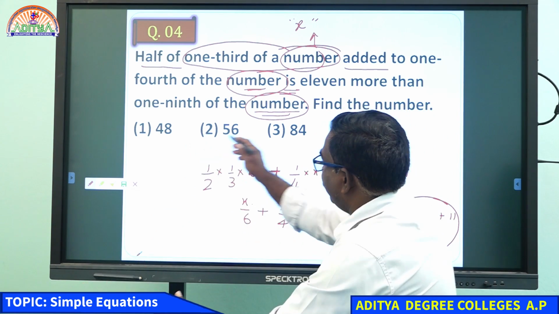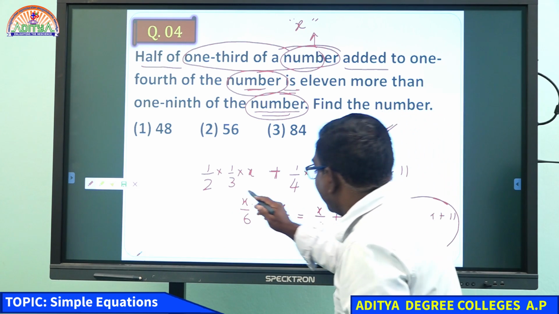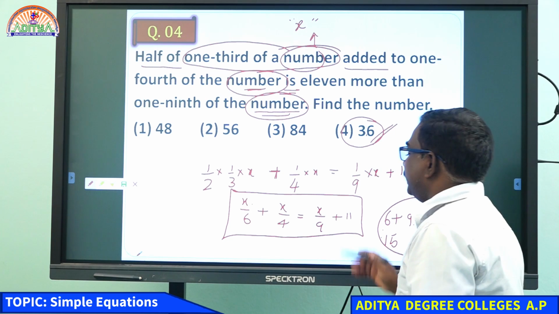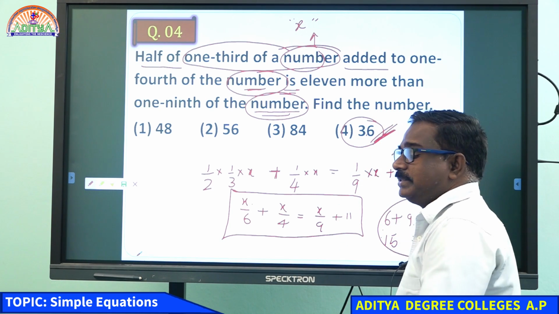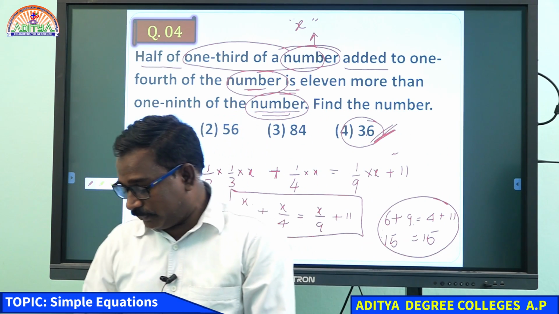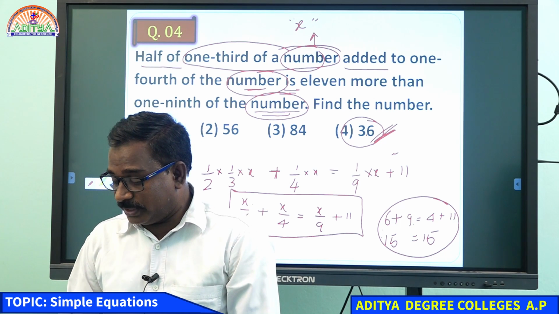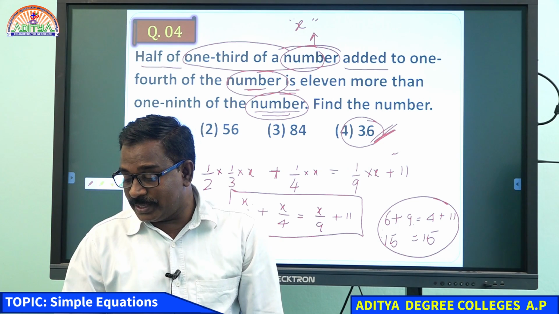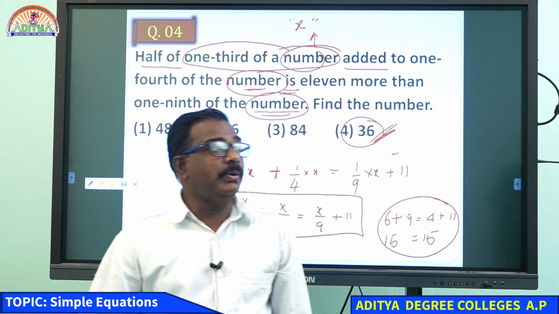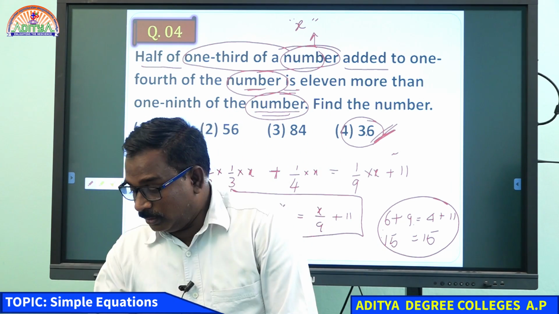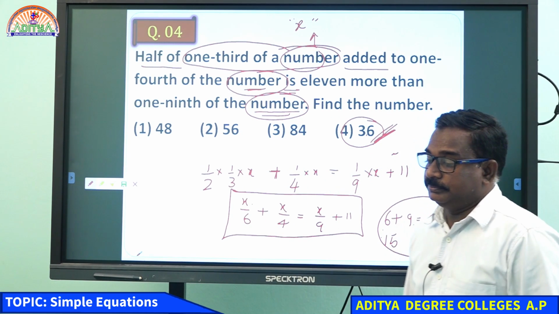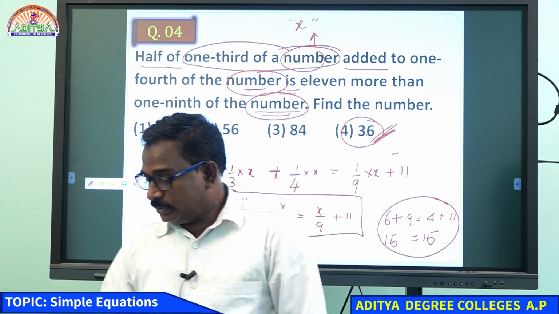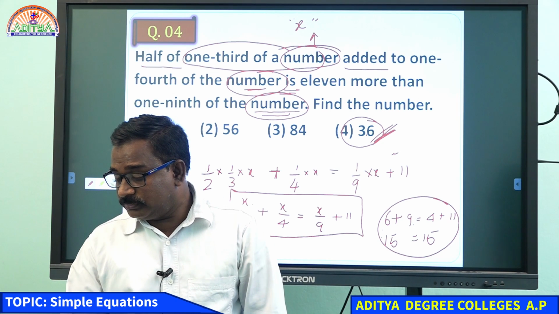Just replacing the given values. After getting the equation, replace any of these values. If it is satisfied, that is the answer here. X is 36, right? Many of you have written 36. Very good. Our topic is simple equations. You need to solve in a simple manner, right? Is it clear for everyone?